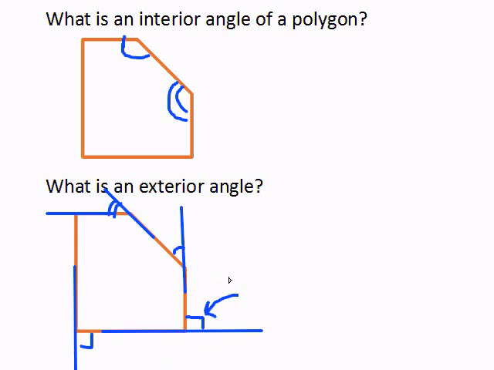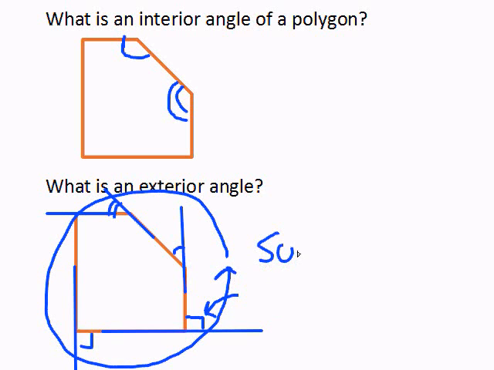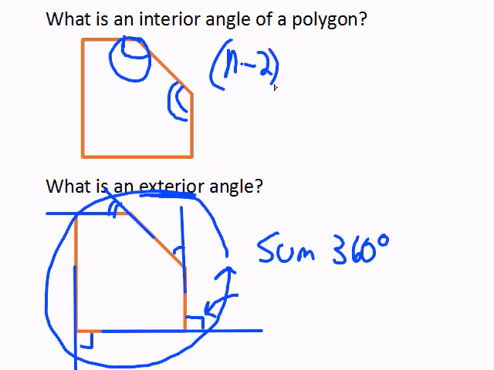Remember, if you add up your exterior angles all the way around the figure, that formula we looked at earlier said the sum is 360 degrees. So exterior angles have a pretty easy formula. And for the interior angles, you take the number of sides, subtract 2, and multiply by 180, and that gives you the sum of all the angles inside of a polygon.